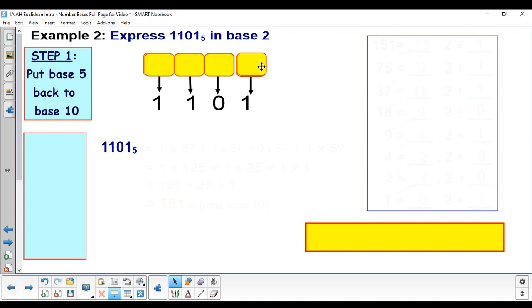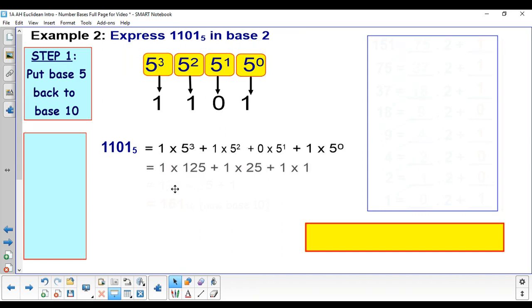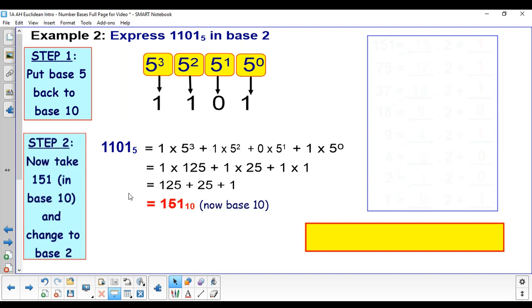Base 5 to base 2. So you start at base 5, do that. That'll be 1 times 5 to the 3, 1 times 5 to the 2, 1 times 5 to the 1, and so forth. Collect your answers. So you start with whatever the base is, and that way your answer is base 10, and then you change it to base 2.